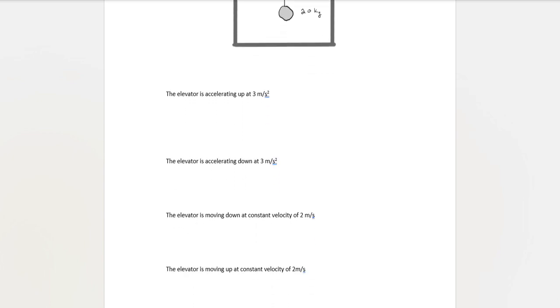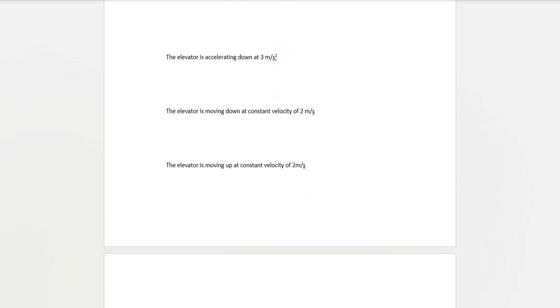I'll discuss some of these other ones down here. Everything that I talked about applies to these as well, as far as how to draw the free bodies. And just ask yourself, if the elevator is moving down at constant velocity, what does that mean for the acceleration? And that should get you through that problem.